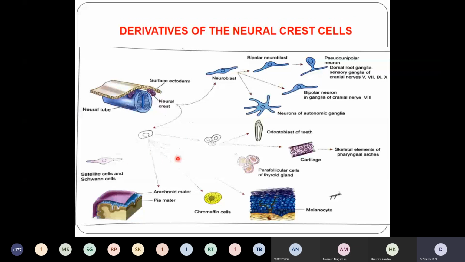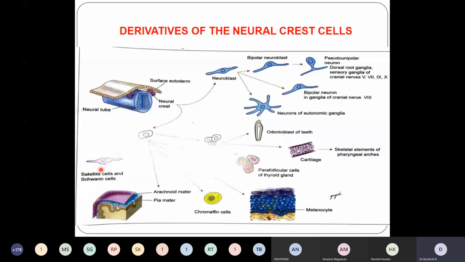The dorsal mass again has three types of cells: neuroblast cells, then you have the spongioblast cells, and also you have pluripotent cells. Neuroblast cells give rise to the dorsal root ganglion, sensory ganglion of 5th, 7th, 9th and 10th cranial nerves, and skeletal elements of pharyngeal arches, parafollicular cells of thyroid gland, odontoblast of teeth.